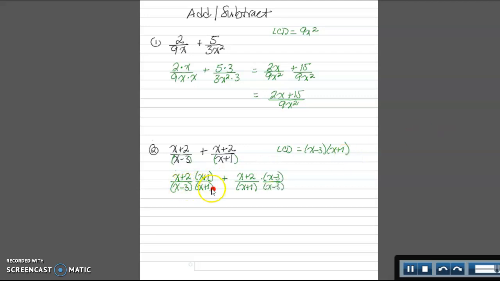In the second fraction, I need to multiply top and bottom by x minus 3. Notice that the denominators are the same, even though the order of the factors are different, the product is the same. Now in order to add these, we need to multiply the numerators. I'm going to multiply those binomials together. If you need to pause this to check the multiplication. I also multiply the denominator here. You really don't have to multiply the denominators. I just happen to here.